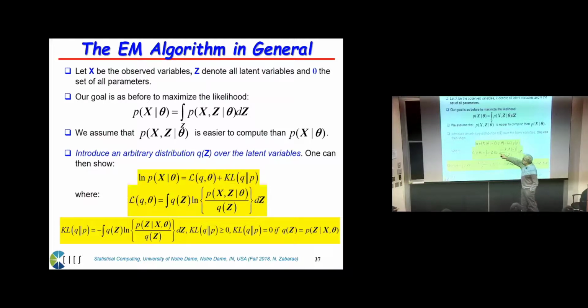If you write the log here, log of the numerator minus log of the denominator, you know what? What's the integral of Q log of Q? Does that sound familiar? Maybe with a minus sign, we have a distribution Q log of Q. What is that? How about the entropy? Right? So Q log of Q is the entropy, with a sign there.